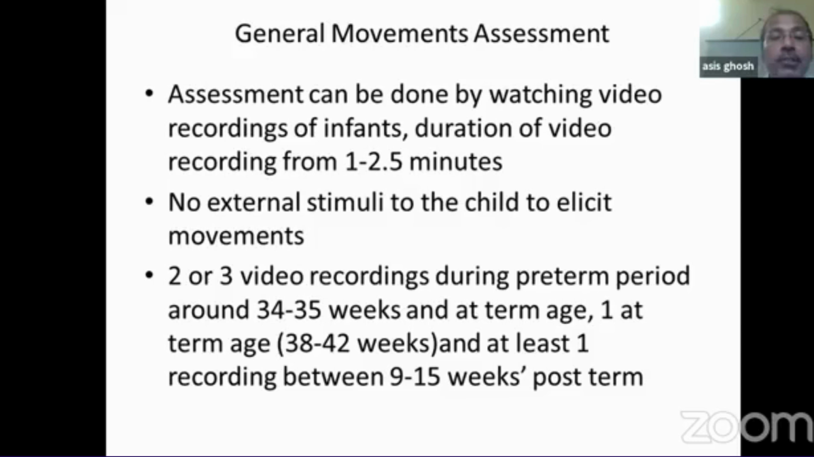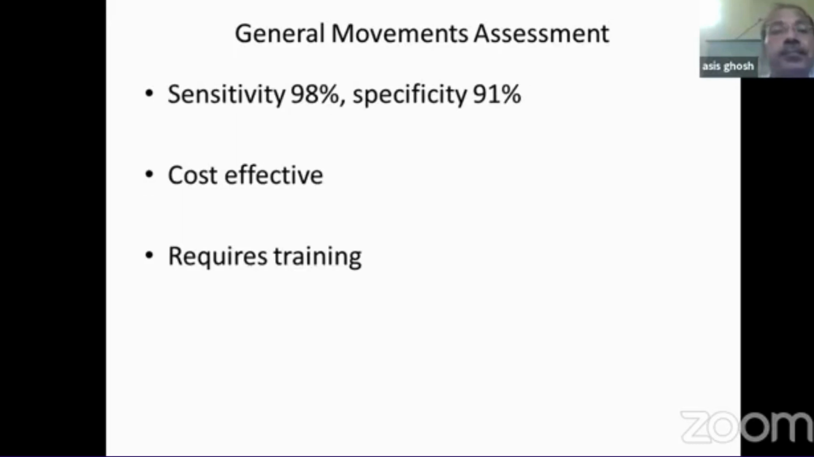Take 2 or 3 videos, around term age, one at term age 38 to 48 weeks, and at least one recording between 9 weeks to 15 weeks post-term. Because by 9 weeks, we will see how the fidgety movement comes, and if there is an absence of fidgety movements by around 9 weeks or 3 months of age, then there is a strong possibility the child will have something else, maybe cerebral palsy, autism spectrum disorder, whatever it may be.